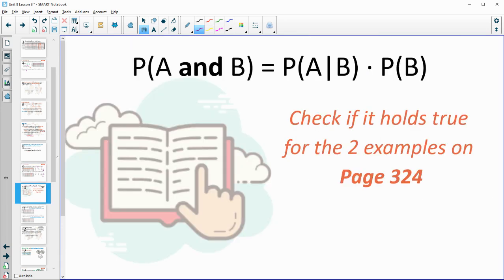So what I want you to do is read page 324 in your book and see if it holds true on the 2 examples in your book, and then you can come back to the video.